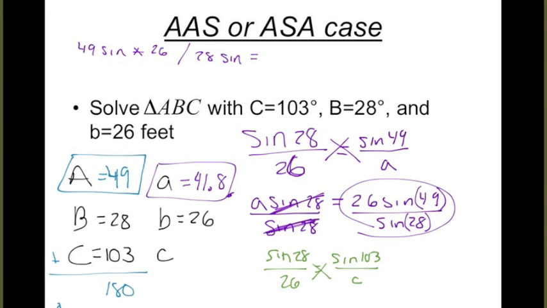And we solve by cross multiplying, so we multiply those diagonals, which gives C sine 28 equals 26 sine 103. And we're trying to get the C alone, so we need to divide by the sine 28 to cancel it out so this is all by itself. And we type that into the calculator. And we get about 54. 53.96, and we'll just call that 54.